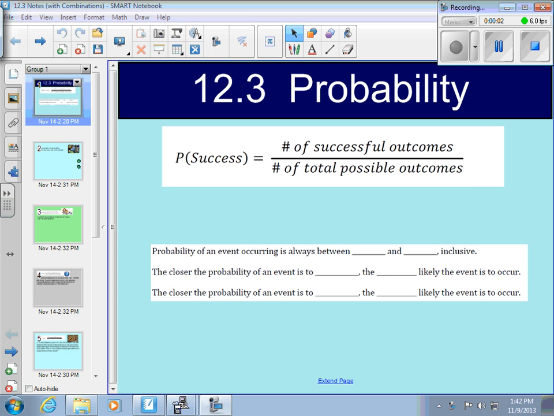Today's lesson, we're going to look at probability. We define probability as the number of successful outcomes over the total number of possible outcomes.